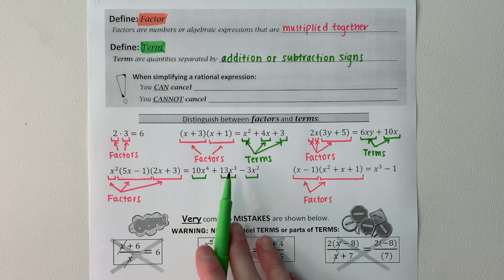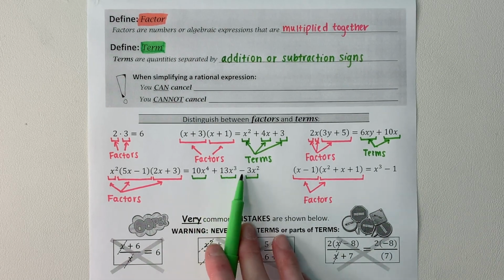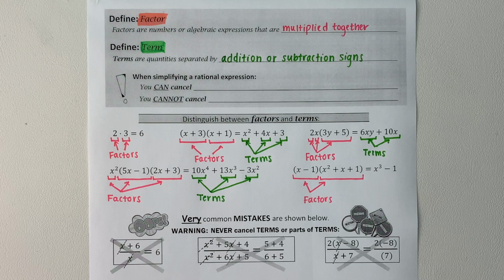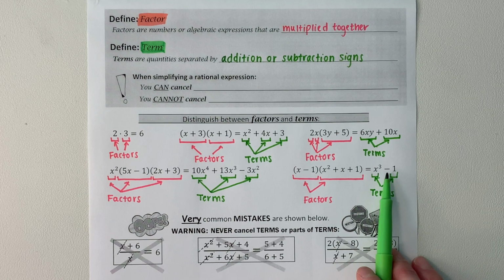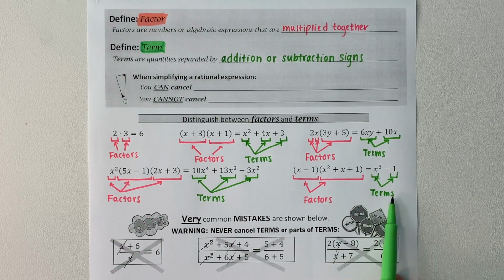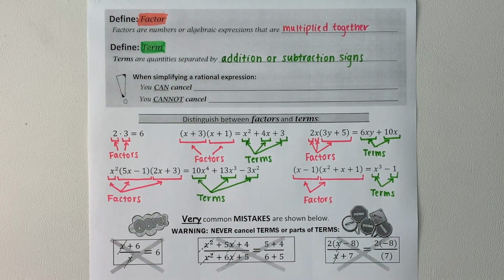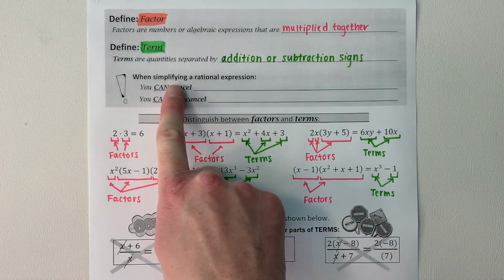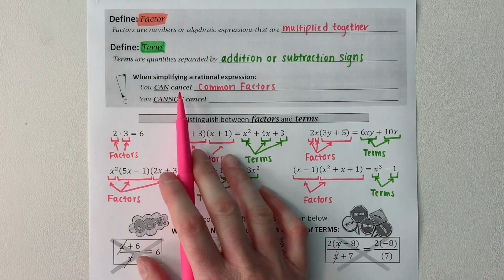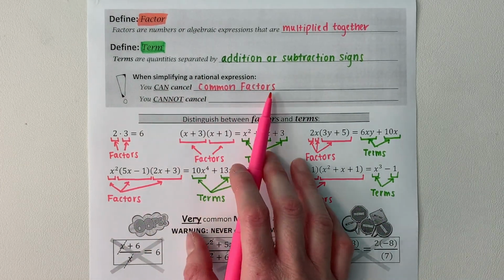Here we have 3 quantities being separated by addition and subtraction signs. So these 3 quantities are terms. And for our last example, these two quantities are separated by a subtraction sign, so these two quantities are both terms. Now, hopefully that helped you to understand the difference between a factor and a term. Now, when you're simplifying a rational expression, you can cancel common factors.